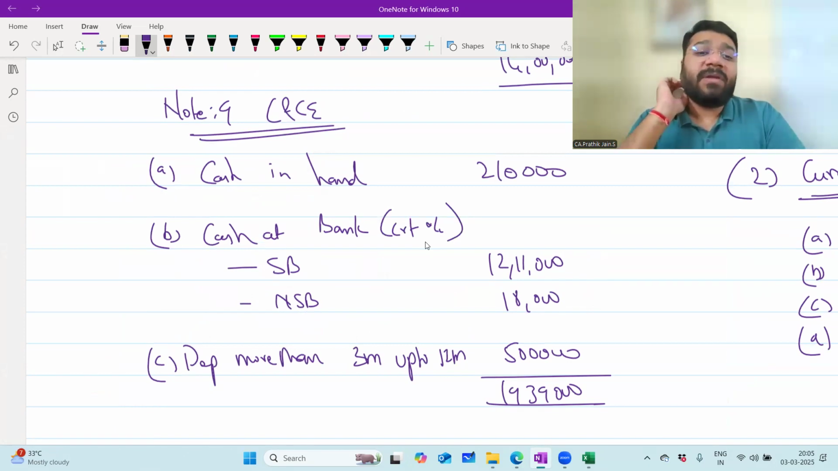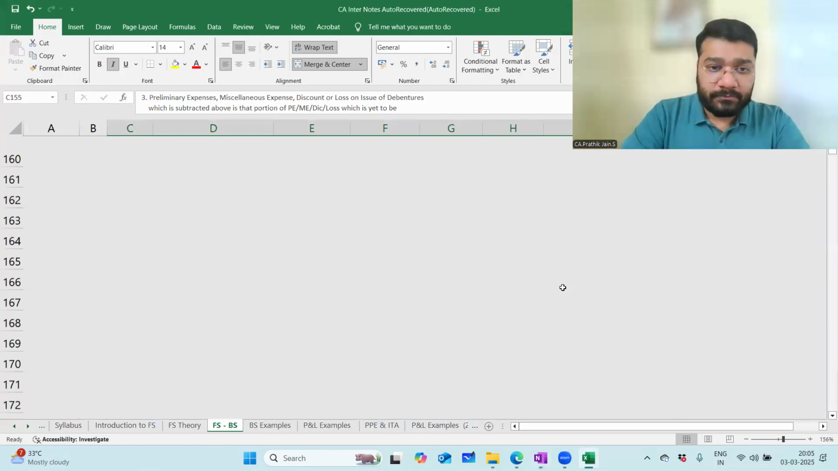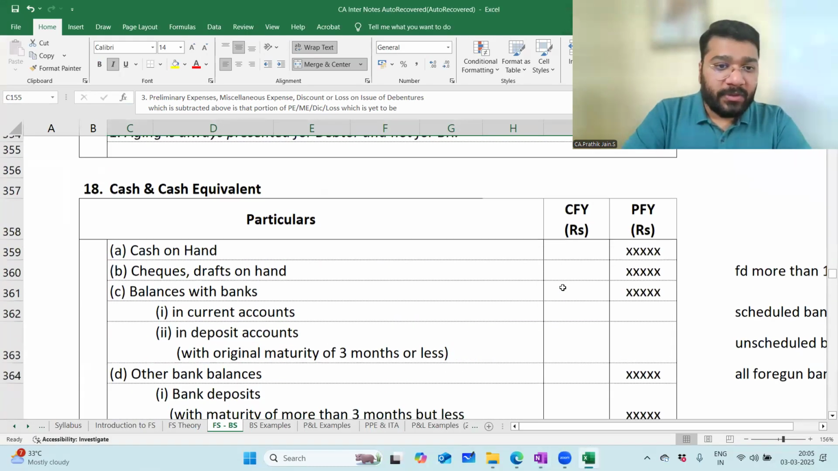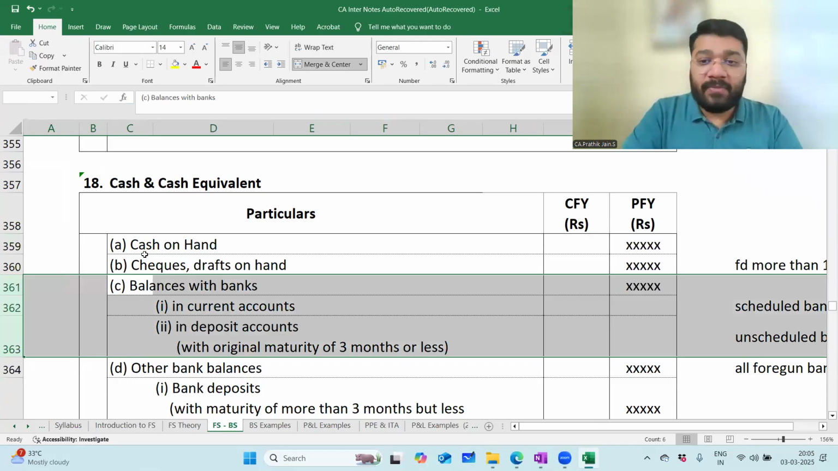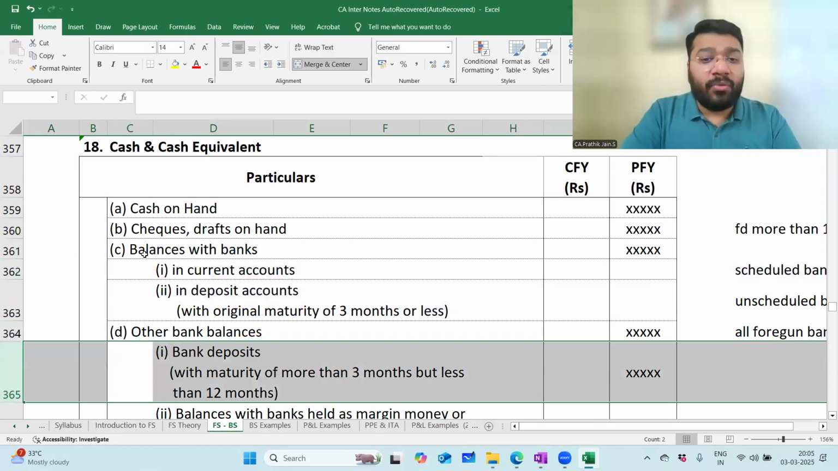No, 5 lakh will come separately. Deposit more than 3 months up to 12 months. So if you look at the format, what I gave here. See, first is cash in hand. Then balance with bank in current account, one amount, scheduled, unscheduled. In deposit, up to 3 months, that is 0 to 3 months. Other bank balances, deposit more than 3 months but less than 12 months. Clear this point?